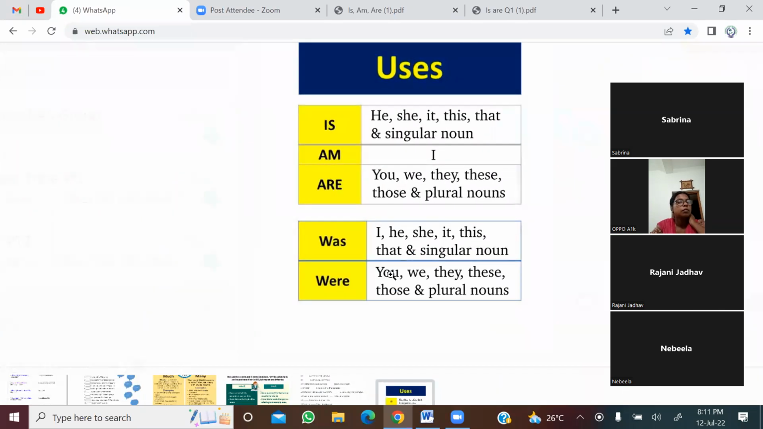Okay, similarly, if you're using the pronoun he, if you're doing something now, how will you say it? You will say he is watching TV now. If it's in the past, how will you say it? He was watching a movie yesterday. All right.